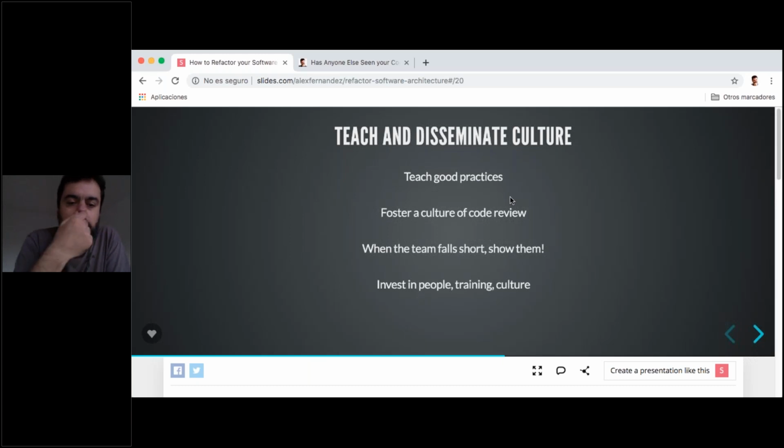And when you are doing all of these things, it's not losing time. You are investing in your people, in your team, in your culture. So you should be able to sell this to the executive team just as an investment that they are making.